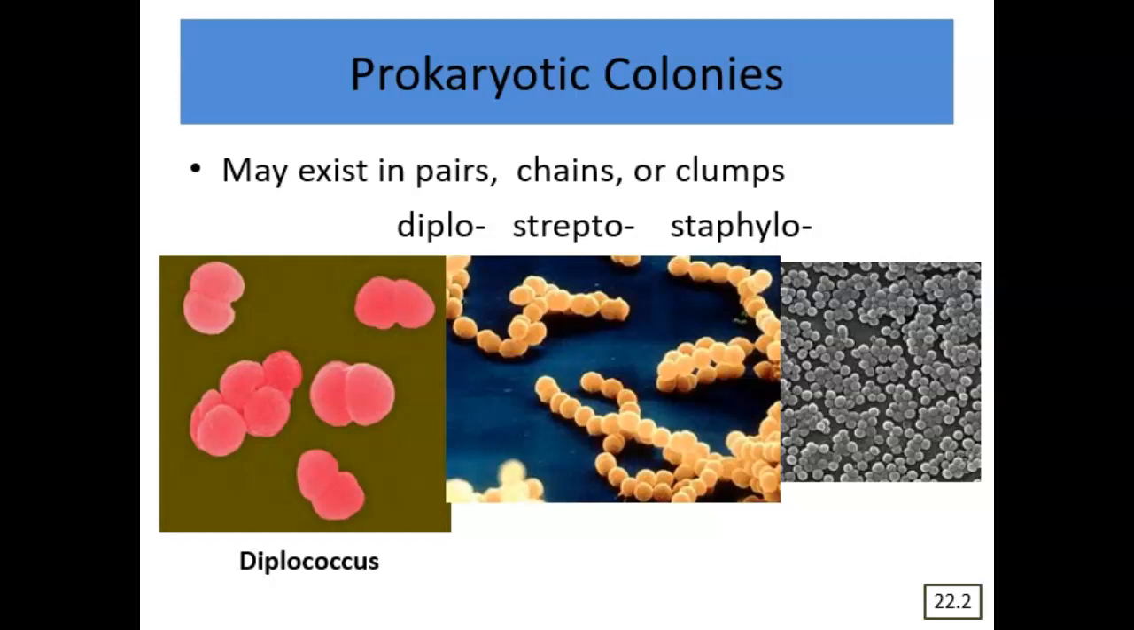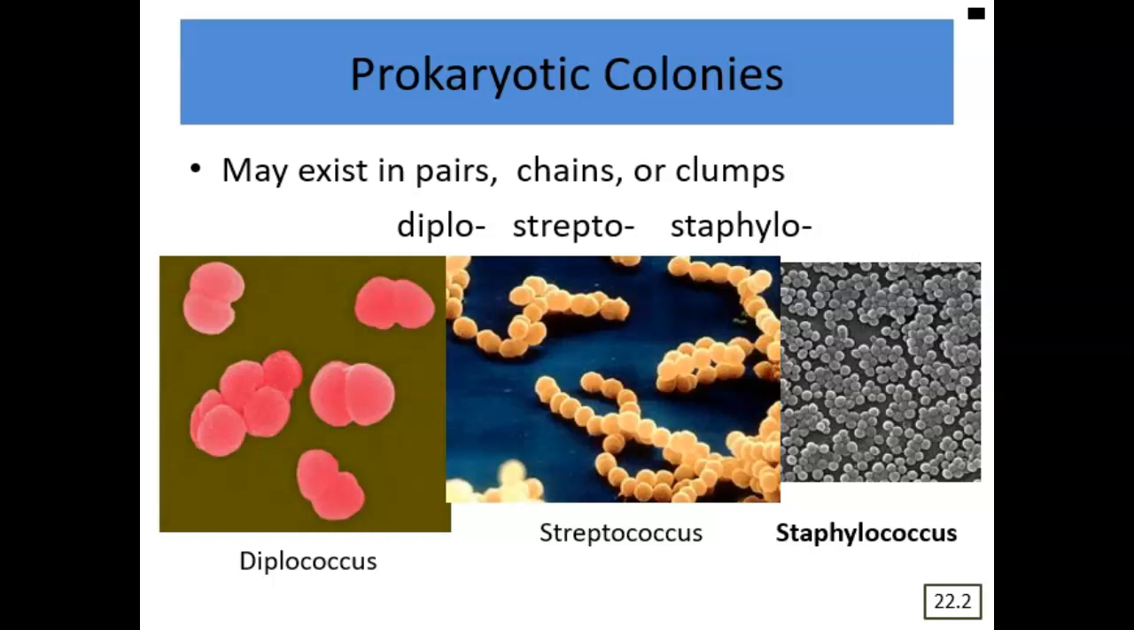Diplococcus are these spherical cells in pairs. In the middle, we have spherical cells in chains. We're going to call those streptococcus. Far right, spherical cells in clumps. We're going to call those staphylococcus. Now, I want to point out that the words we have here are just describing the cell shape and the colony arrangement.